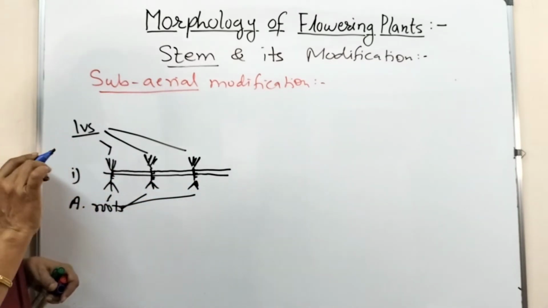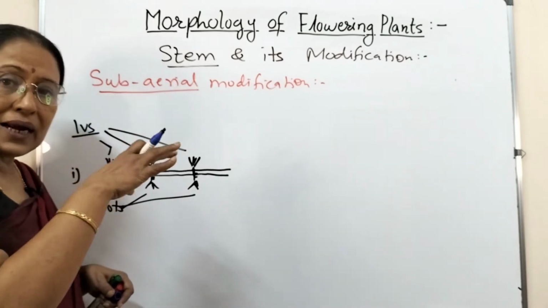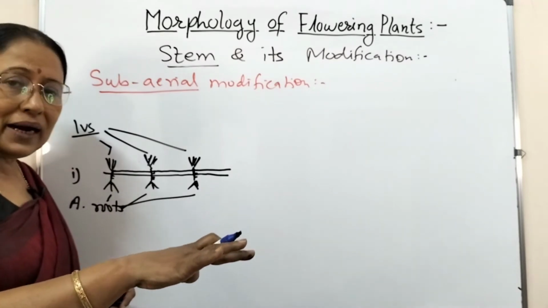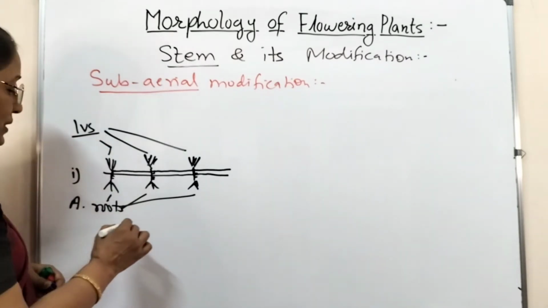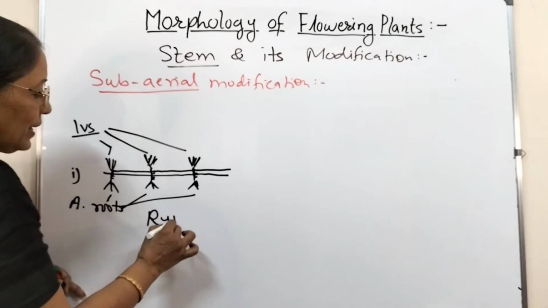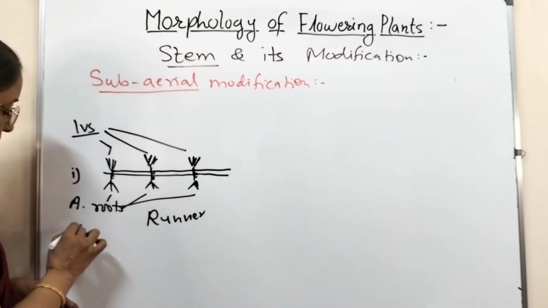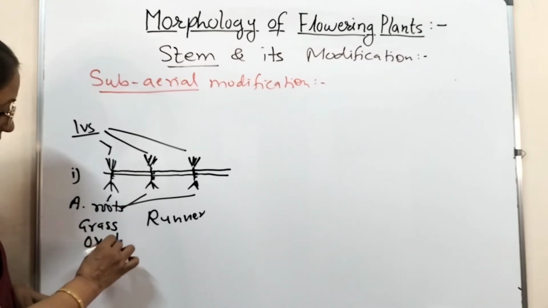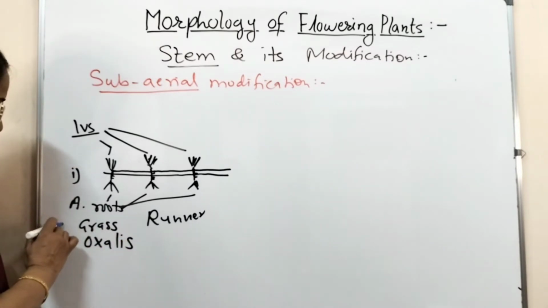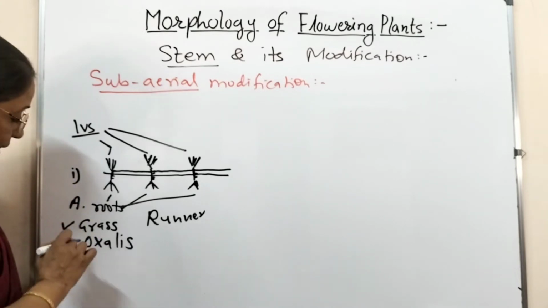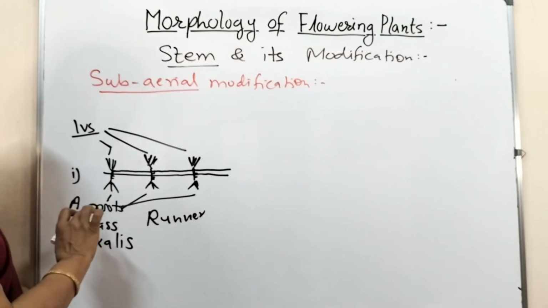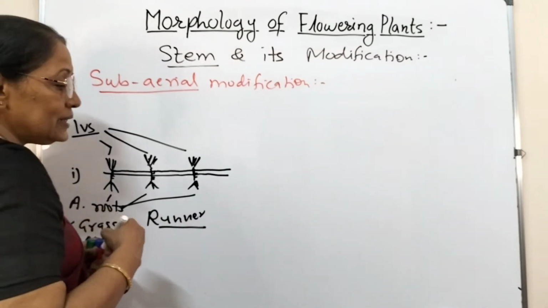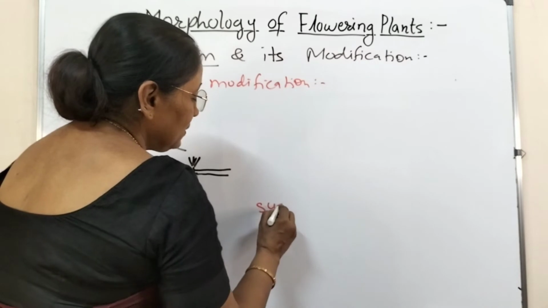This is the reason why when you put some grass, dub grass in your garden, in your lawn, then it spreads up and covers the whole field. So this is runner, and the example of runner is grass and oxalis. This grass example is given in your NCERT and this oxalis is extra. Now come to the next one, that is sucker. What is a sucker? The same thing we will draw.